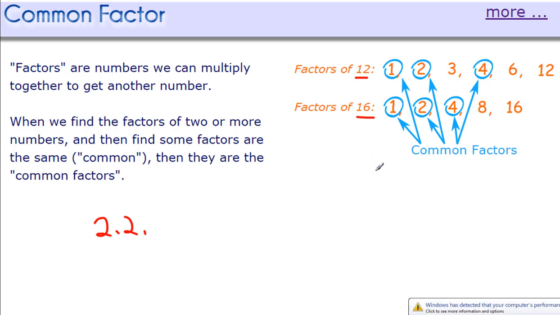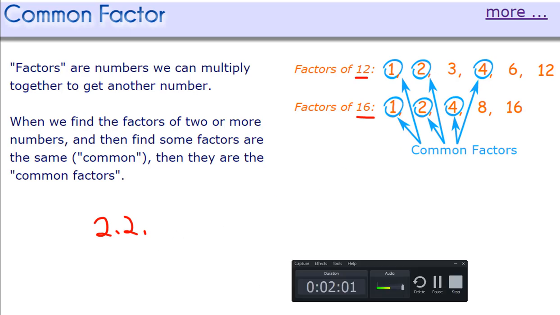So when we talk about factors that are common, that means factors that both numbers would have. So in this case, 1, 2, and 4 are all factors of both 12 and 16. So we call those common factors. Okay, so that's our first term we want to get used to.